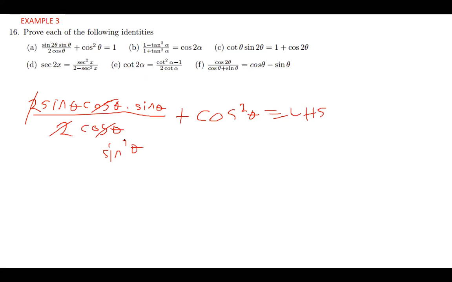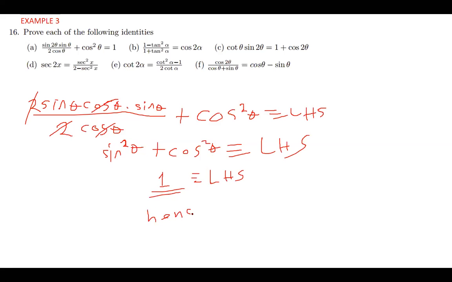You get your sine squared theta, and then plus cos squared theta, you write it there, which is identically equal to the left hand side. So we know that sine squared theta plus cos squared theta is nothing but one. So you even write down, hence proved. So this is equal to the left hand side. You write down here, hence proved. So this is how you prove the first part of the question.